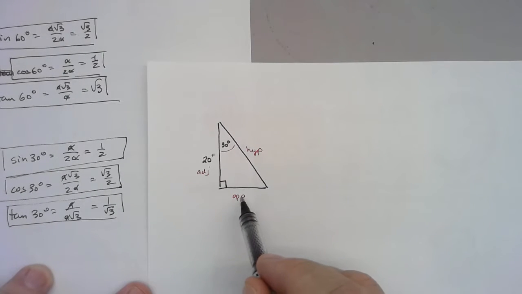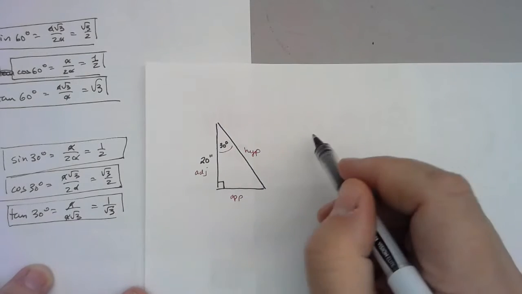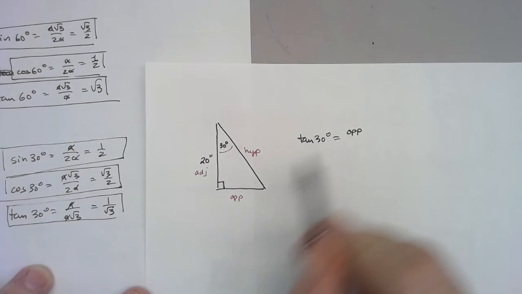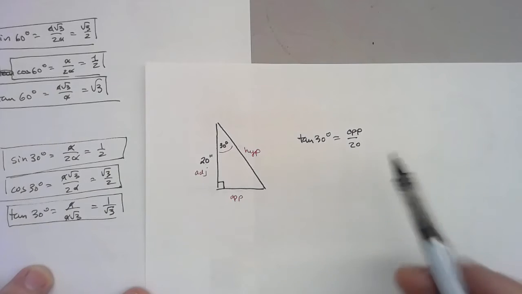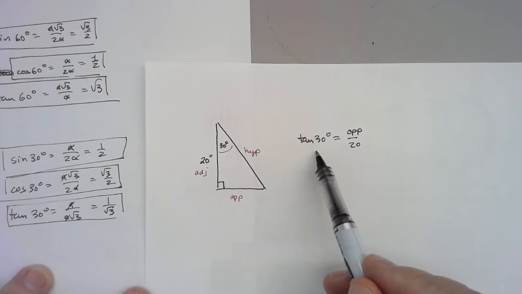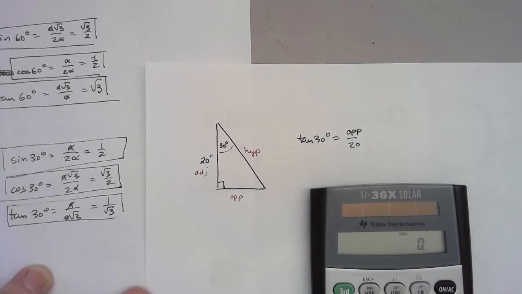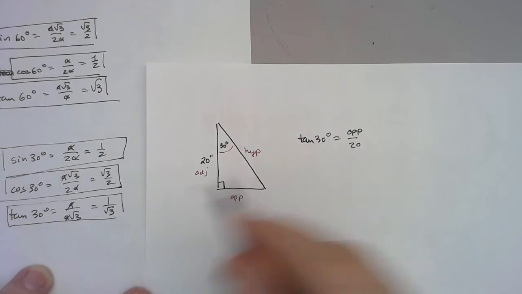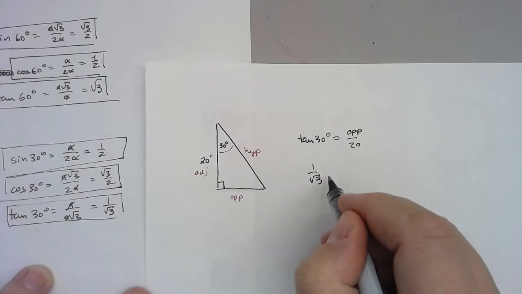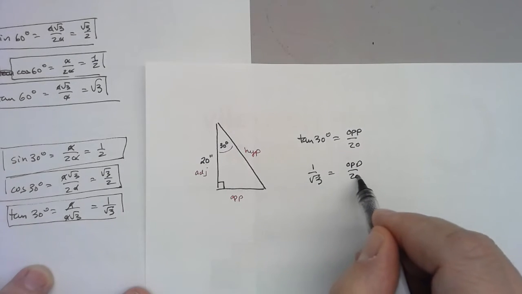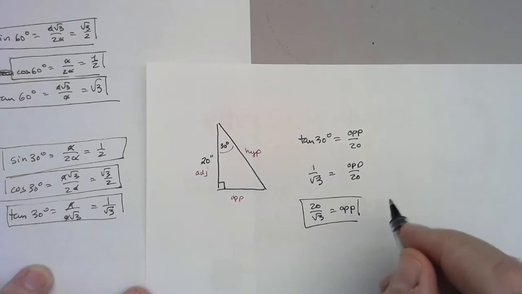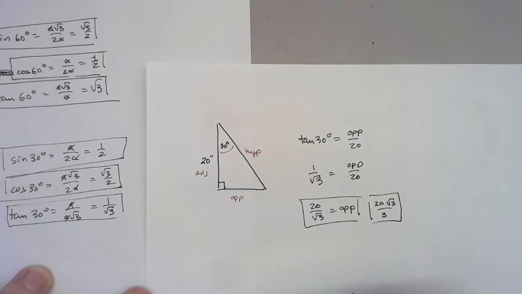So let's get opposite first. I know adjacent, so I'm going to use tangent. Tangent 30 degrees is opposite, which I don't know, over adjacent, which is 20. Now in previous lessons we would look this up on the calculator. We'd get out the calculator, we'd say, okay, what's tangent 30, and type it in. Now we're going to use our table. Tangent 30, according to this table, is 1 over root 3. So that's opposite over 20. Then I multiply the 20 out of the denominator. And opposite is 20 divided by root 3. Or if you rationalize by multiplying the top and bottom by the square root of 3, it could be that.